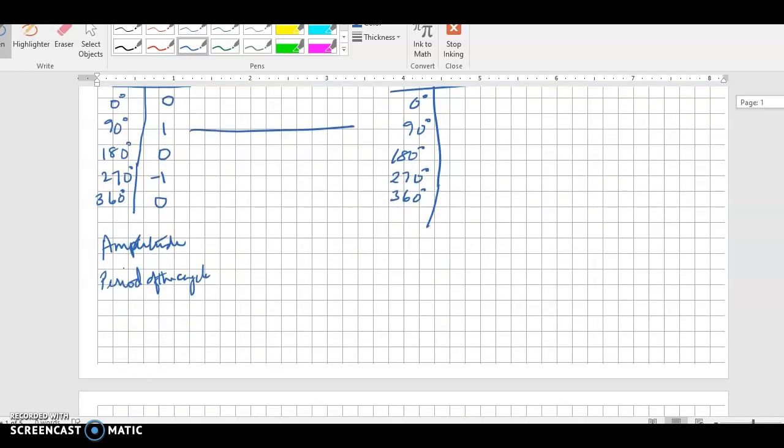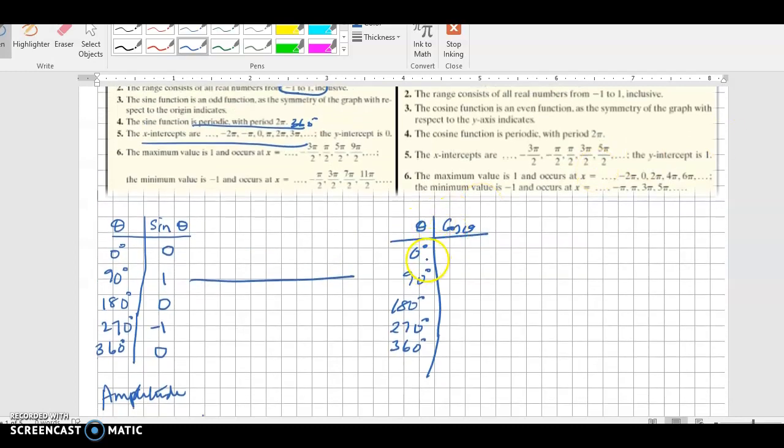For now, cosine behaves a little bit differently, because at cosine of 0, it is actually 1. Cosine 0 is 1, cosine 90 is 0, cos 180 is negative 1, cosine 270 is 0 again, and again 360, same as 0 degrees, it is 1. So it is actually a shift. If you see, at 0 this was 0, but at 0 this is 1. At 90 it was 1, and at 90 it is 0.